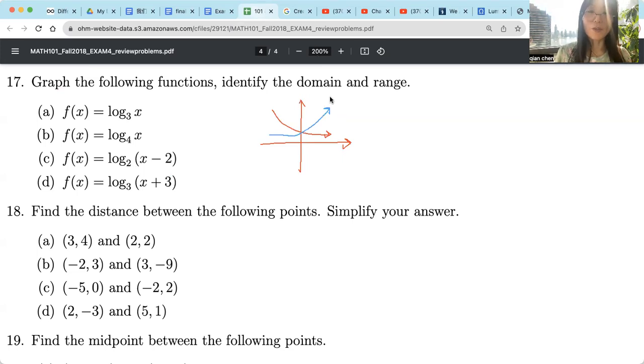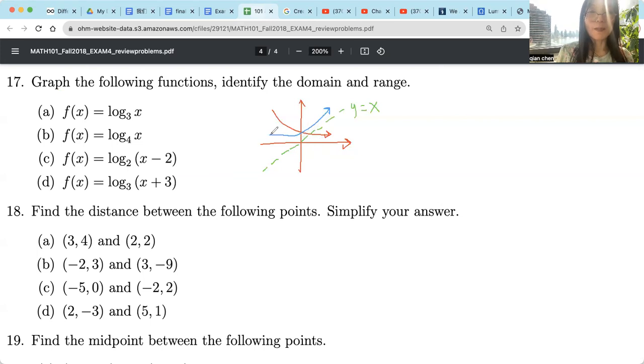And the log functions are inverse of this. So inverse functions have a feature. They're symmetric about the y equals x line. So let's see this line, the green color is y equals x. Inverse functions are symmetric about this y equals x. So y equals x is a line of symmetry for the inverse functions.